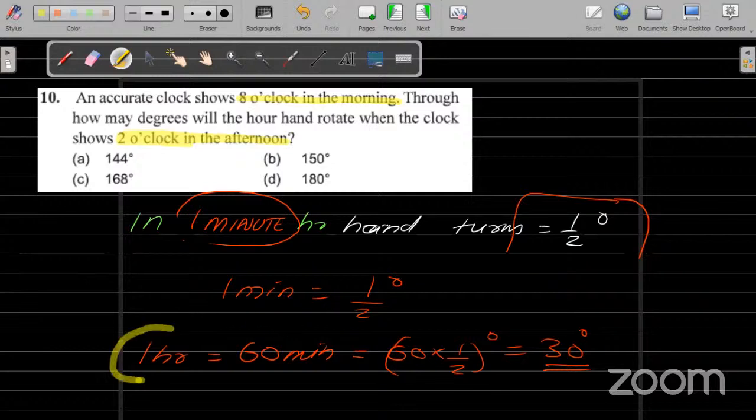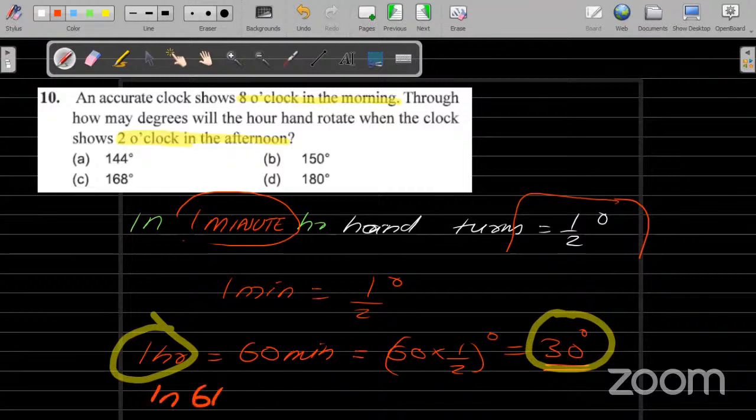So in 1 hour, the hour needle turns 30 degrees. So how much can it turn in 6 hours? In 6 hours, it turns 6 into 30, which is equal to 180 degrees. So what is the option? Option D is the answer to the question.